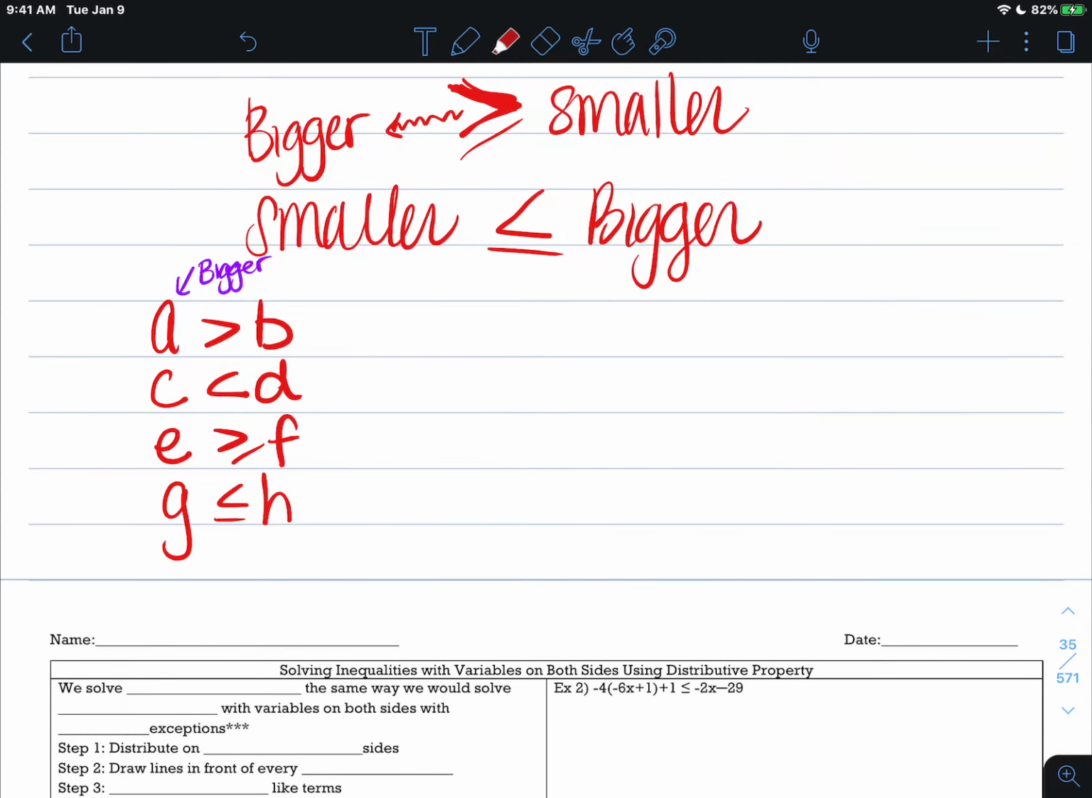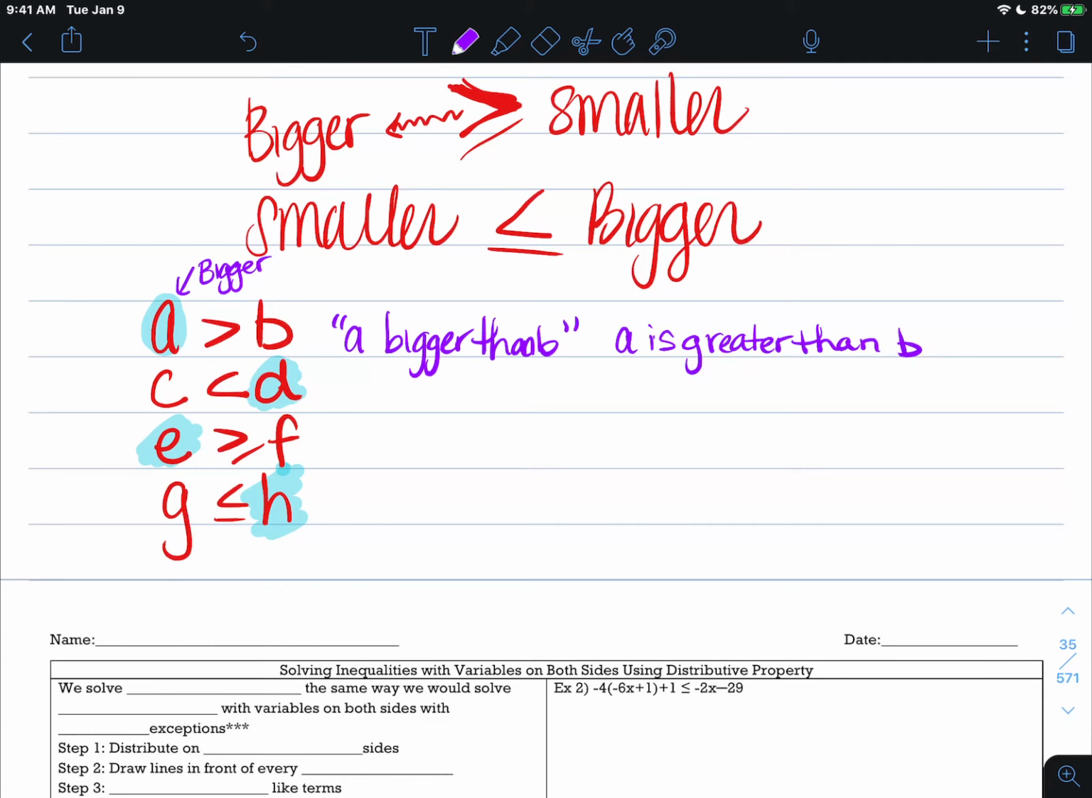Well, I'll just make that simple. I'll go ahead and highlight the ones that are bigger, okay, just to make our lives a little bit easier. Okay, so I highlight the ones that are bigger. So here it says A bigger than B. Now that's a weird way to say it, right? But it's A bigger than B. The appropriate way to say it would be A is greater than B. But in my mind, when I see that, I say, oh, A is bigger than B.